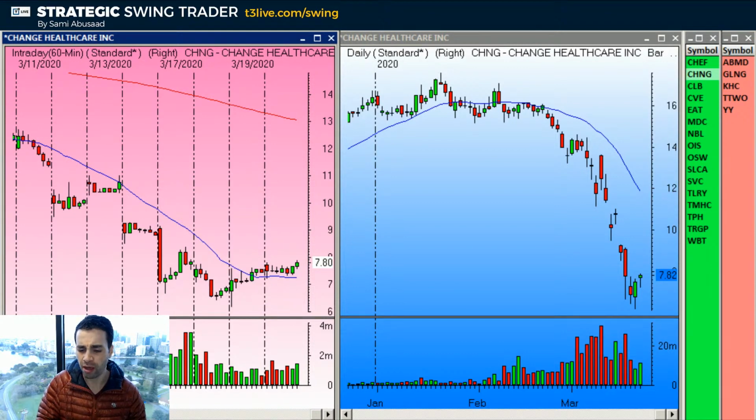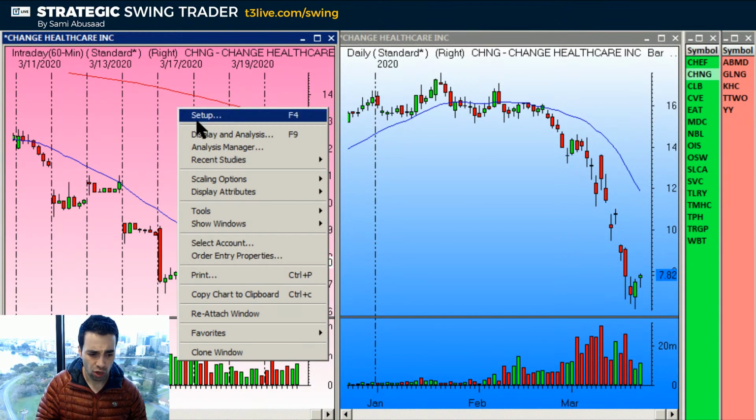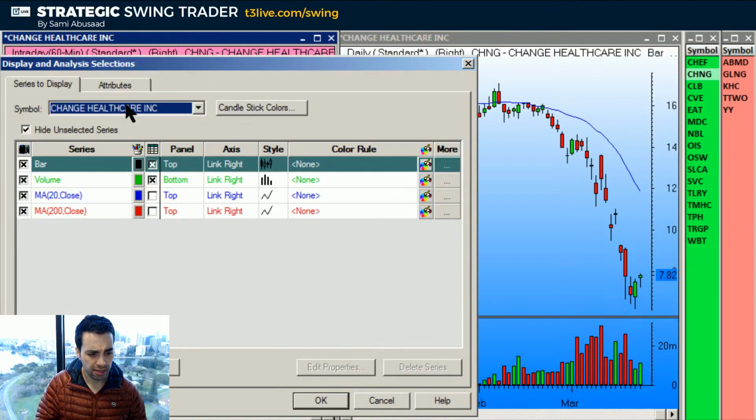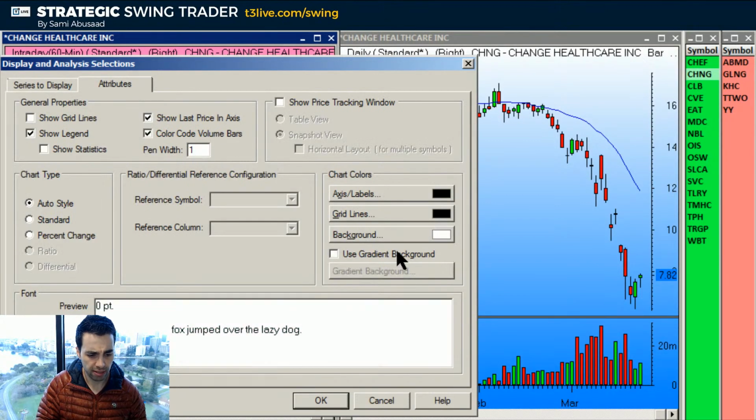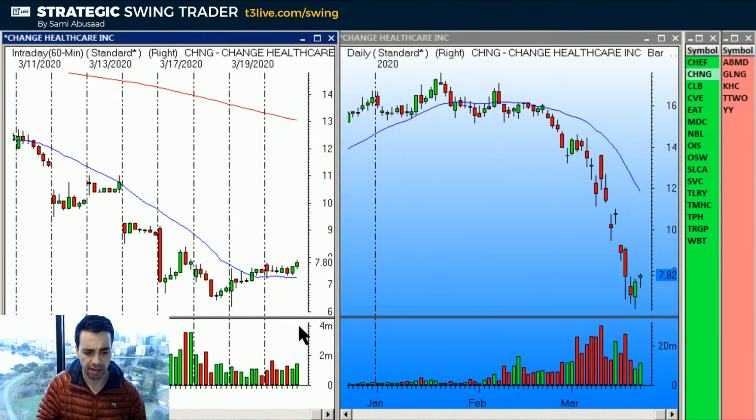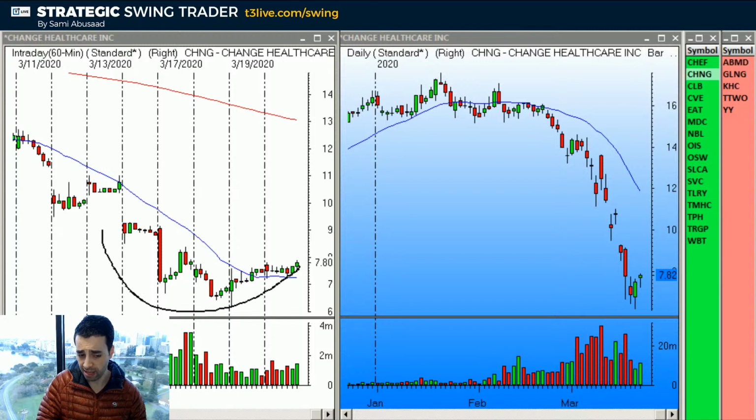CHNG is a transition on the hourly chart, kind of triggered already. And notice the 20 on the hourly. Let's just go to white here to make it clearer. So notice the flattish 20. I like the 20 to be rounding, not flat like this. That's the only reason why I'm not going to play it, but it looks good. Long, stop on the CHNG.